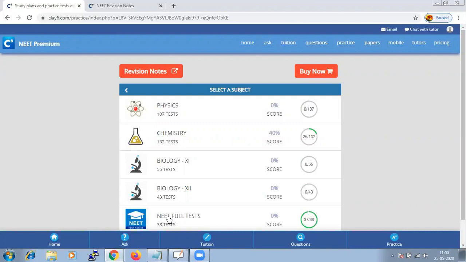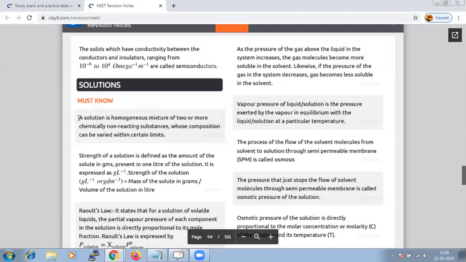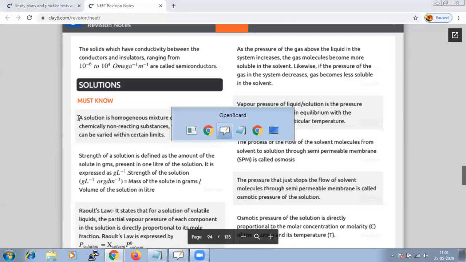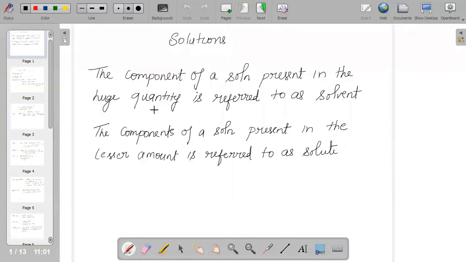Now let us go into the chapter, that is solution. Immediately when we talk about solution, what is a solution? It is a homogeneous mixture of two or more chemically non-reactive substances whose composition can be varied within certain limits. We can say that a solution is composed of a solvent and a solute.